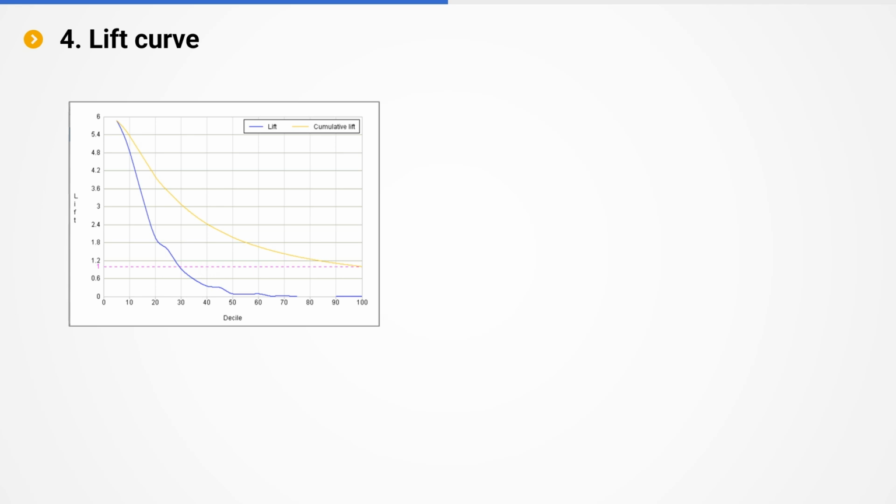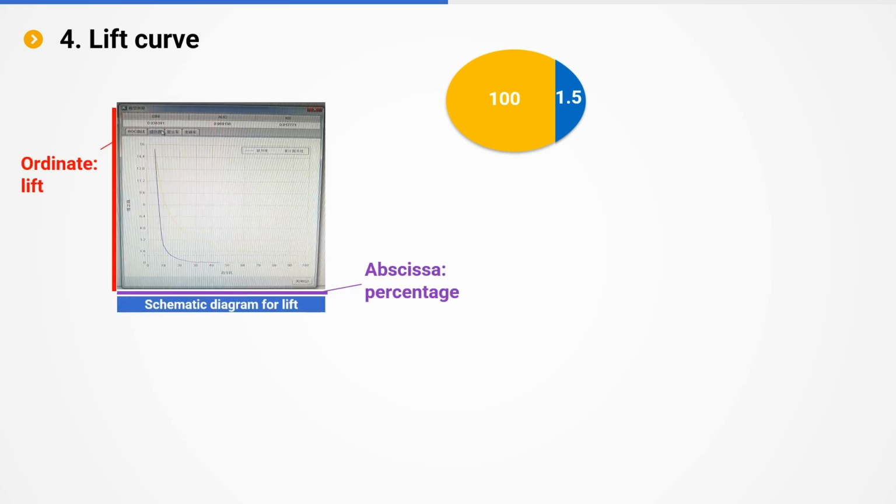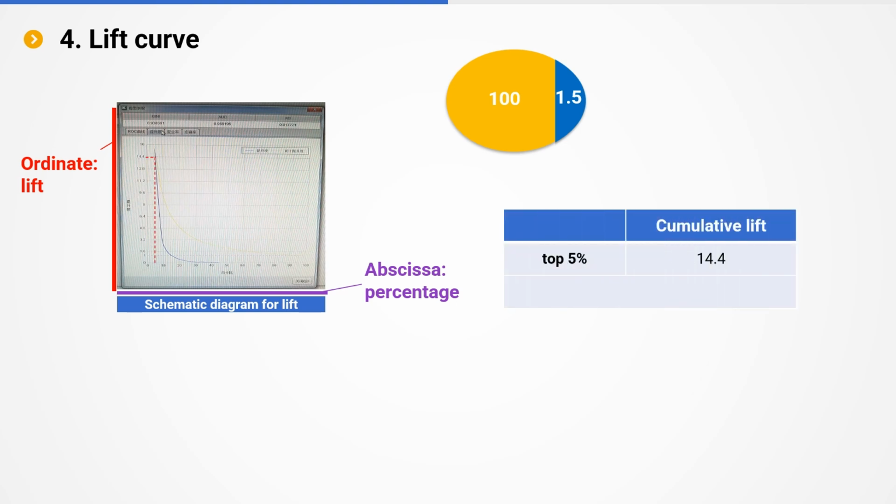For example, the benchmark purchase rate for a certain product is 1.5%, which means that if customers are selected randomly for marketing, an average of 1.5 people out of every 100 people will purchase the product. After modeling, the lift curve is as shown in the figure. It can be seen that the lift for the top 5% of the data is 14.4, which means that an average of 1.5 times 14.4, i.e., 21.6 out of 100 people will buy the product. That is to say, the success rate of marketing to the top 5% of customers can be 14.4 times higher than that of marketing to randomly selected customers.